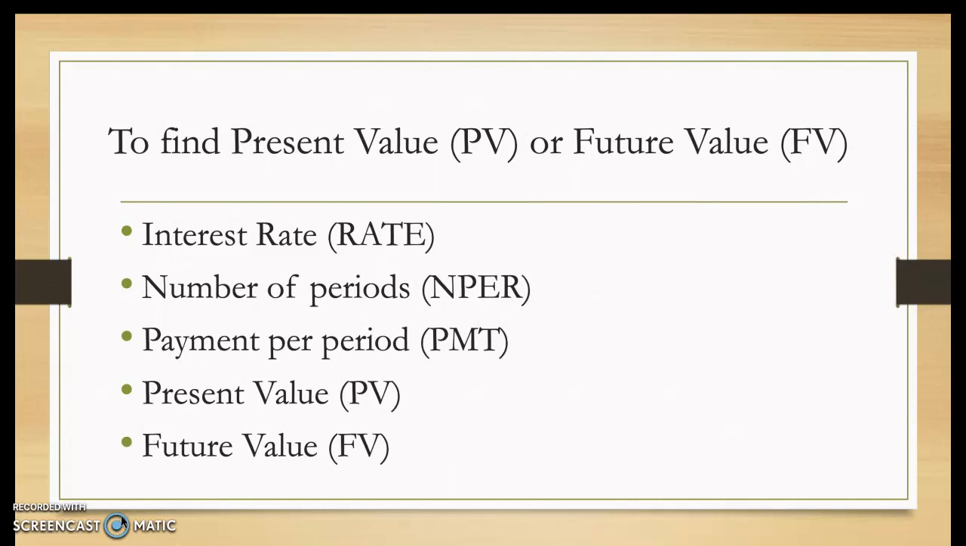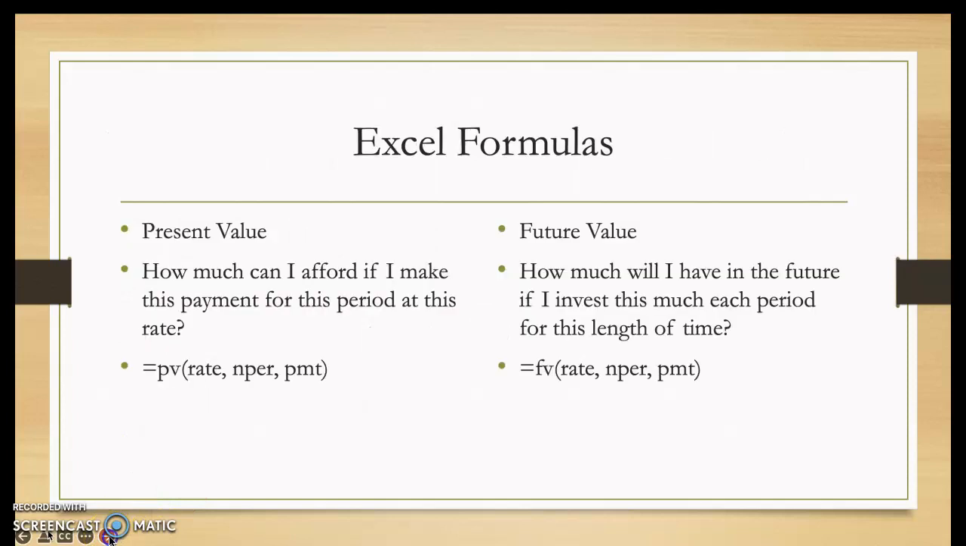Now, number of periods means how many times are we doing this? So if you're making monthly payments for 10 years, well, monthly is 12 times 10, it'd be 120 periods. So how many total payments are you making? The payment per period is noted as PMT. Present value is PV, future value FV. So just keep those in mind.